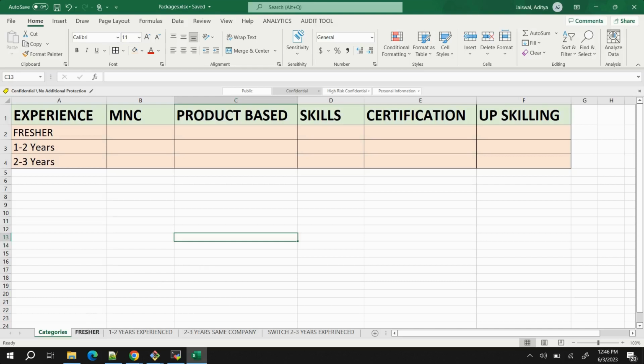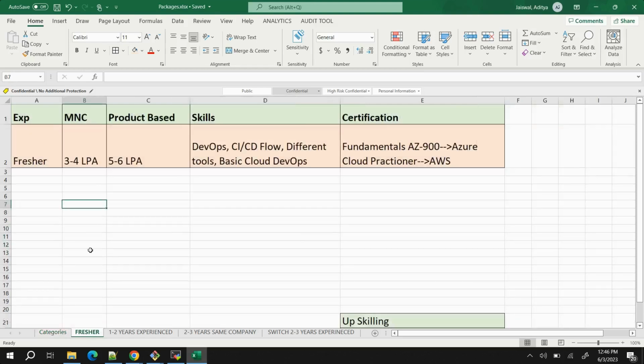Okay, so let's start with freshers. Usually as of now, the top MNCs like TCS, Infosys, Wipro and all those are basically offering a package of 3 to 4 lakh to a fresher. And normal product based companies, I'm not talking about Google or something else, but normal product based companies that focus on specifically one or two products, are offering freshers a 5 to 6 lakh package.